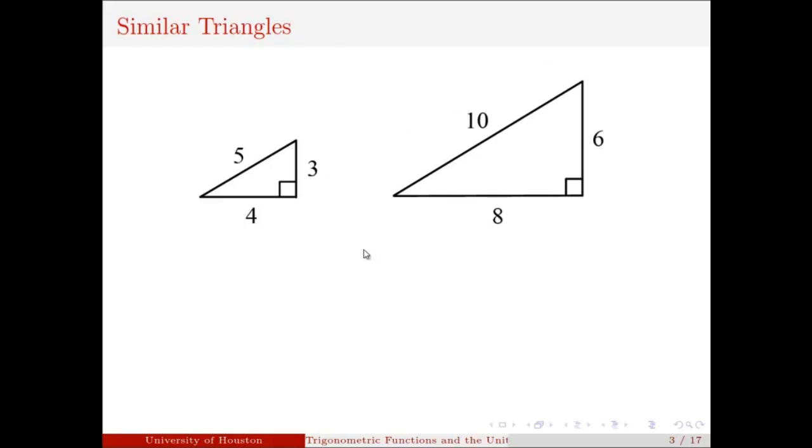Because of this proportionality, a given trigonometric ratio in one triangle will be equal to the same trigonometric ratio in the other triangle. For example, if we label these congruent angles theta, then the tangent of theta in the first triangle, which is 3 over 4, is equal to tangent of theta in the other triangle.